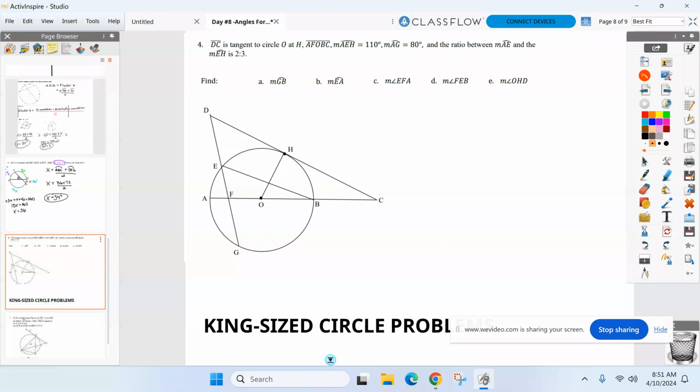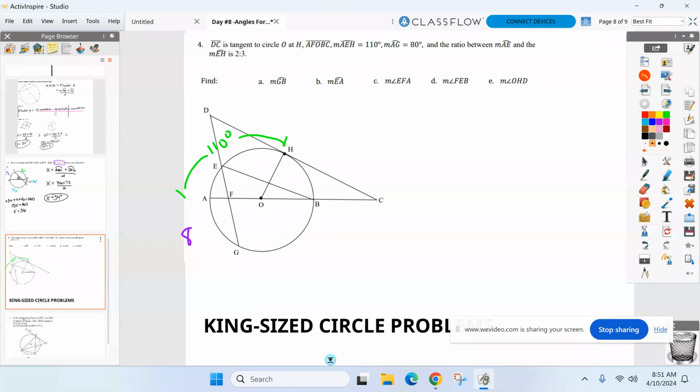So let's look at what's given here. AEH, find that arc. A to E to H, they're saying is 110 degrees. However you want to label that. All right, that's 110. Here's what I'm going to do. 110. A to E to H. Boom. However you want to do it yourself. Arc AG is 80 degrees.